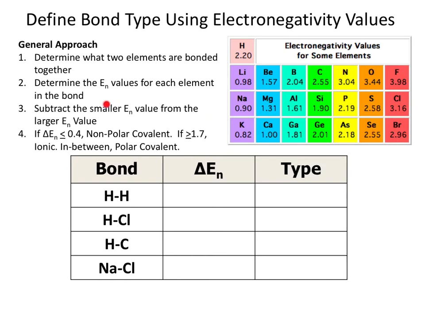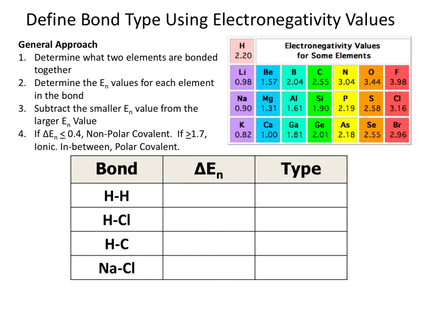Then, if you get less than or equal to 0.4, you're going to be nonpolar covalent. Greater than or equal to 1.7, you're going to be ionic. Everything else is going to be polar covalent. So let's see how this works.